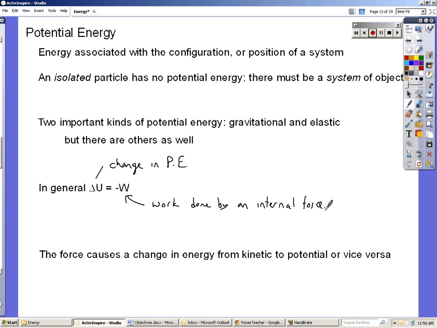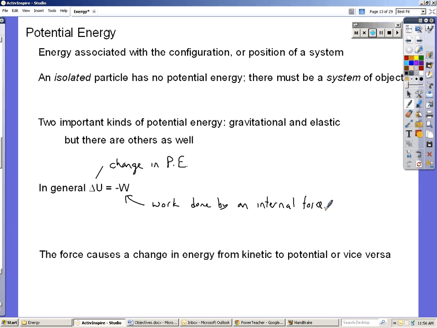So for instance, if you're talking about gravitational potential energy, you must include the gravitational field in your system. And if you're talking about elastic potential energy, you must include both ends of the spring in your system.